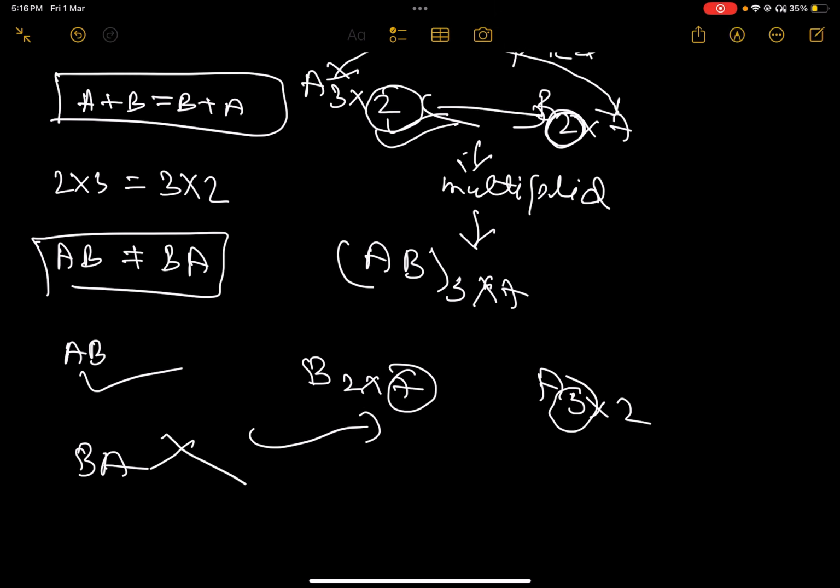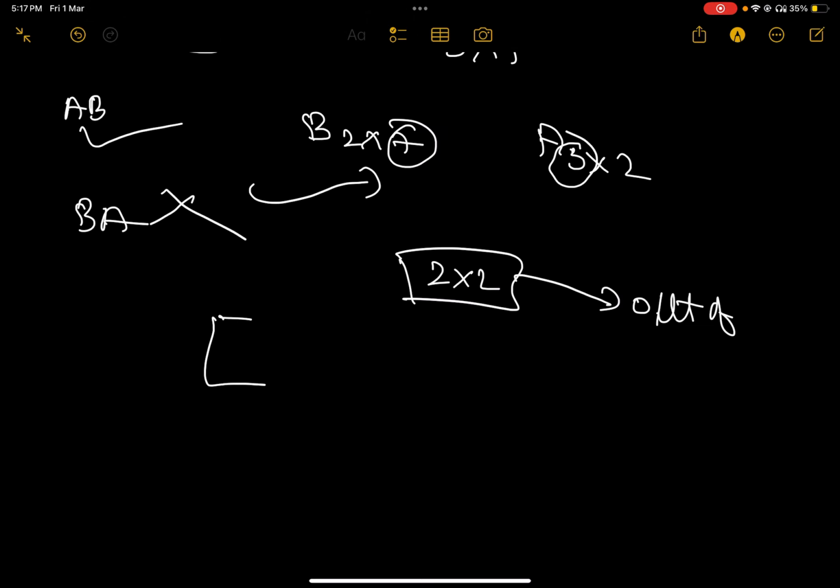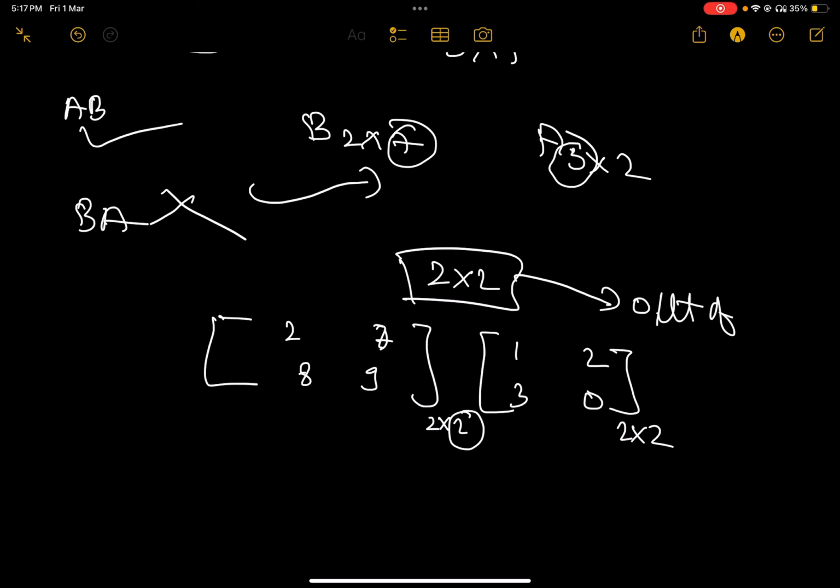Okay, are we done? Now, how do we multiply matrices? And don't worry, you don't have to do multiplication of more than 2 cross 2 matrices. Other matrices are out of syllabus. Okay, let's go: 2, 7, 8, 9, and 1, 2, 3, 0. Now, this is 2 cross 2, this is 2 cross 2. 2 is equal to 2, and the resultant matrix would also be 2 cross 2.